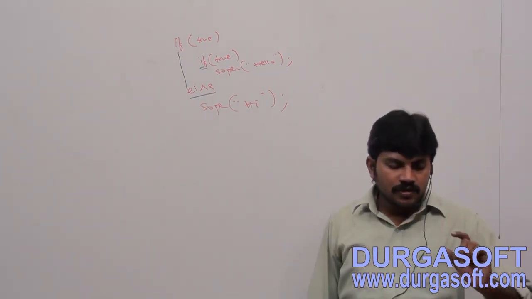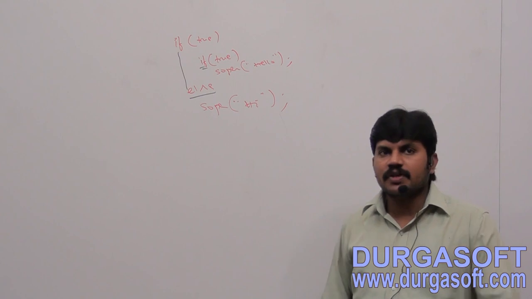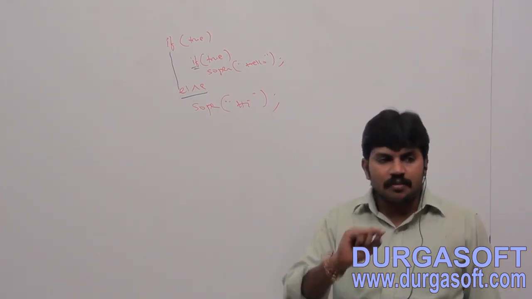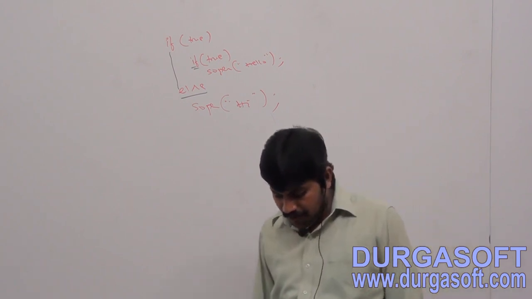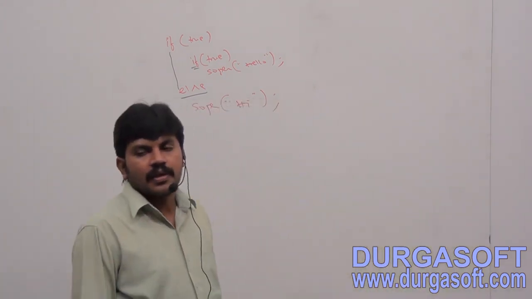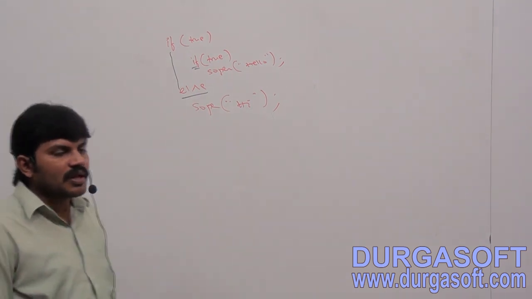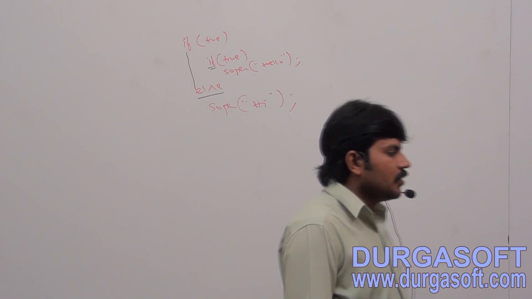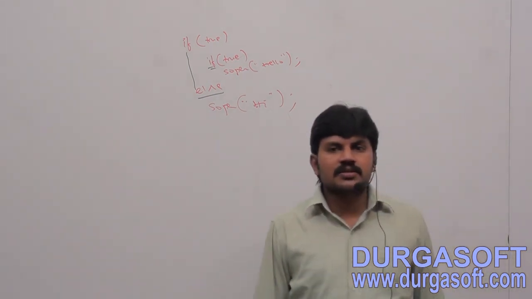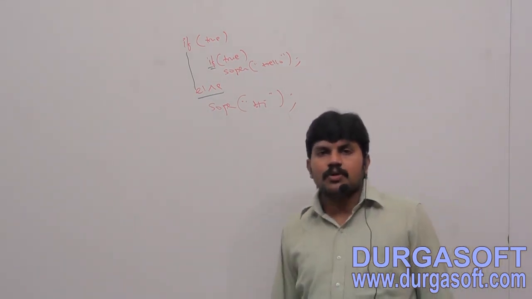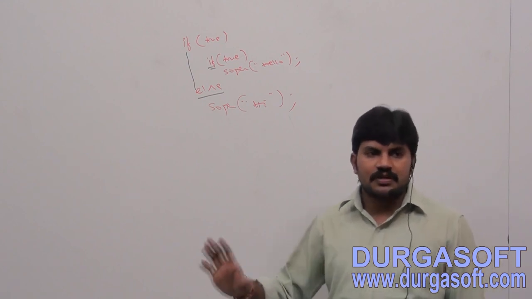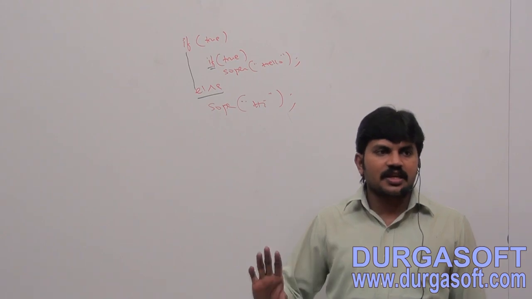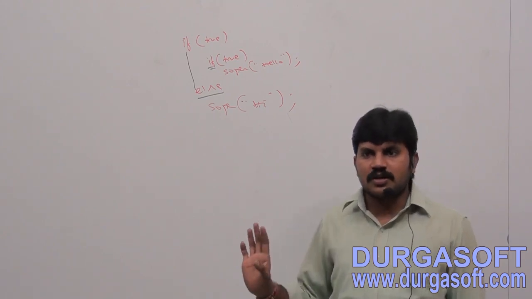Next, every else is matched or mapped to the nearest if statement. That's all. This is about if else statement what we have. Are you able to understand that? Okay.